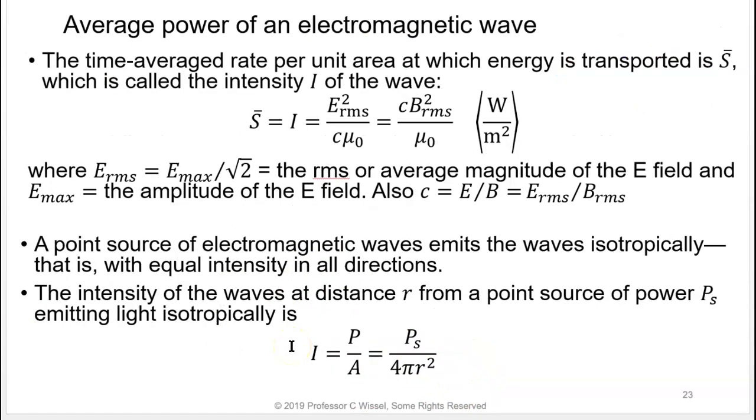Okay, so then we want to find the average power of an electromagnetic wave. The time average rate per unit area at which the wave energy is transported is the average of S. This is called, by definition, the intensity of the wave. So the average of S is the intensity, and we give that the symbol I. Don't get that confused with the current. I'm going to try to use small i for current and a large I for this.